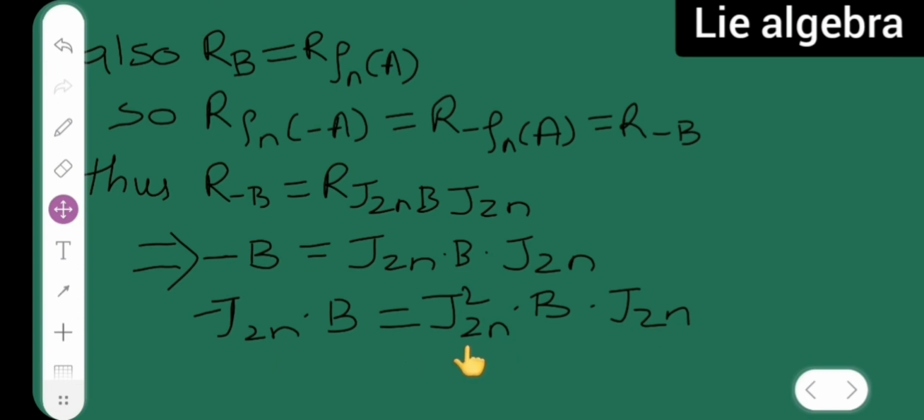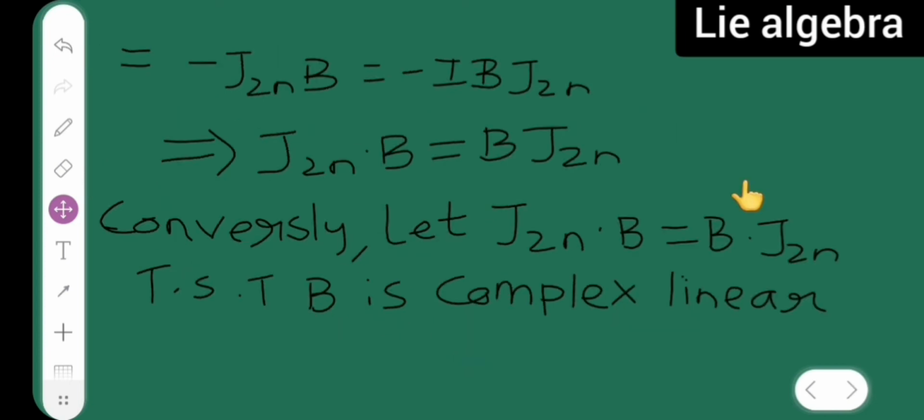Now you know that my j to n the whole square is nothing but minus I. So this part you write as it is. This is equal to minus j to n B is equal to minus I B j to n. And you know that minus and minus will get cancelled. This implies j to n of B is equal to B j to n. This I am going to get. So the first part I have proved.